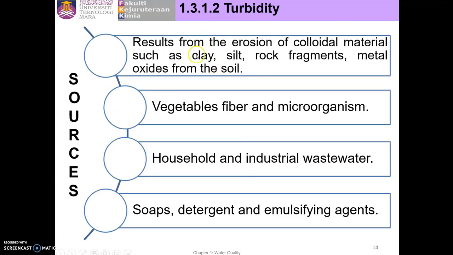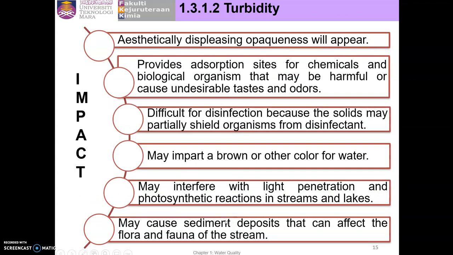So sources of turbidity may result from the erosion of colloidal material, from vegetable, fiber and microorganism, from household and industrial wastewater, and also sources of turbidity coming from soaps, detergent and also emulsifying agents. So impact of turbidity, of course the first one is aesthetically displeasing, provides adsorption site for chemical and biological organism, difficult for disinfection because solid may partially shield the organism from disinfectant, and also may impart a brown or other color for water, may interfere with the light penetration for photosynthetic reaction in the streams and lakes.